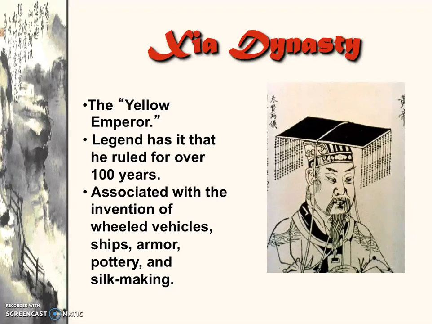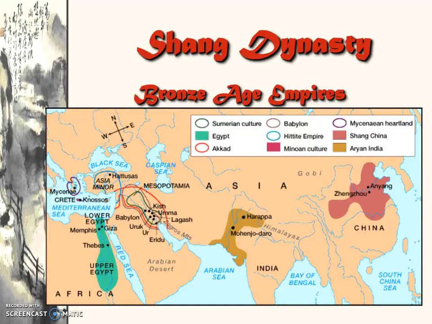Okay, this is the dynasty associated with really early inventions like wheeled vehicles, ships, armor, pottery, silk making. So really this was prior to the historical period. Now we do have some writings that tell a little bit, but not really just anything to speak of. All right, so next the Shang.